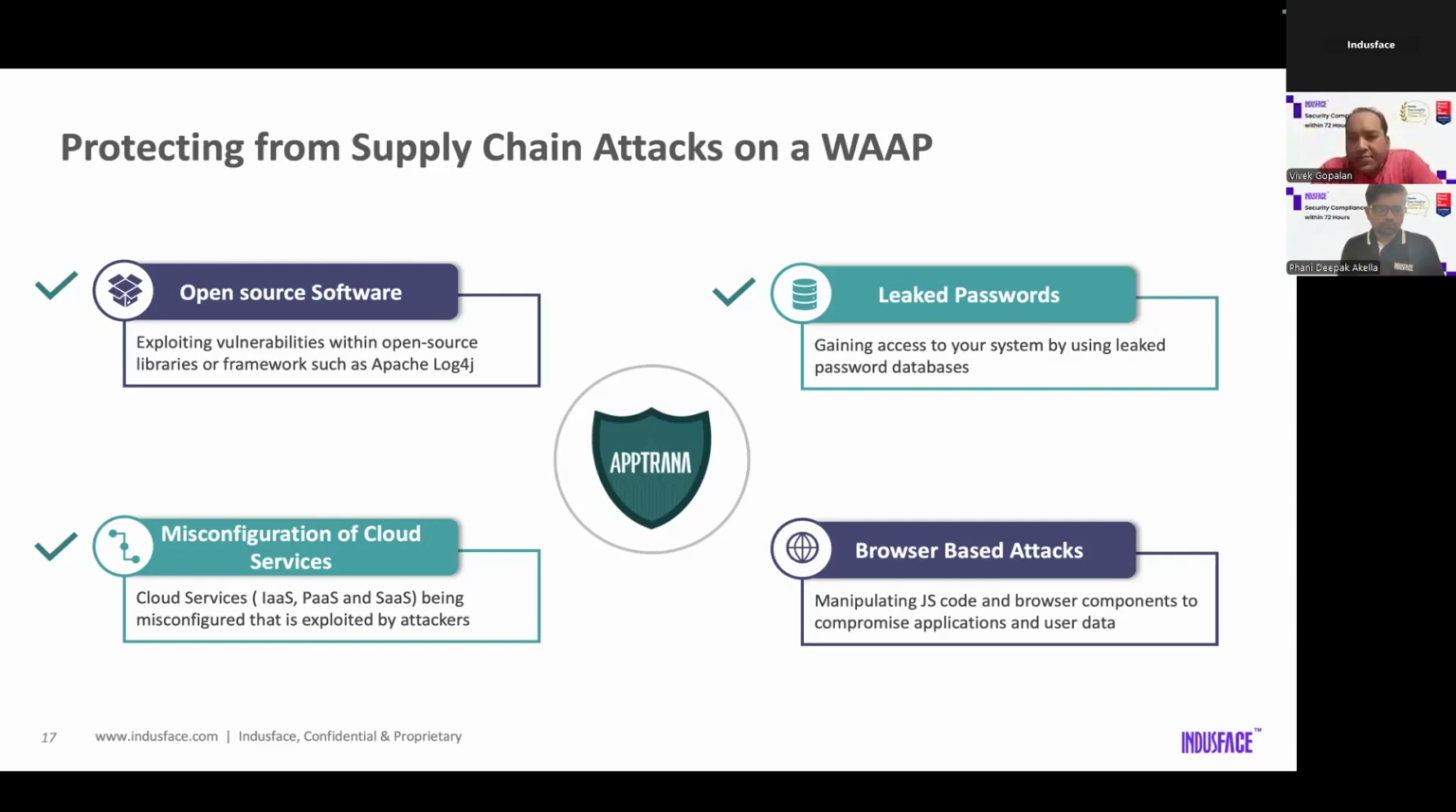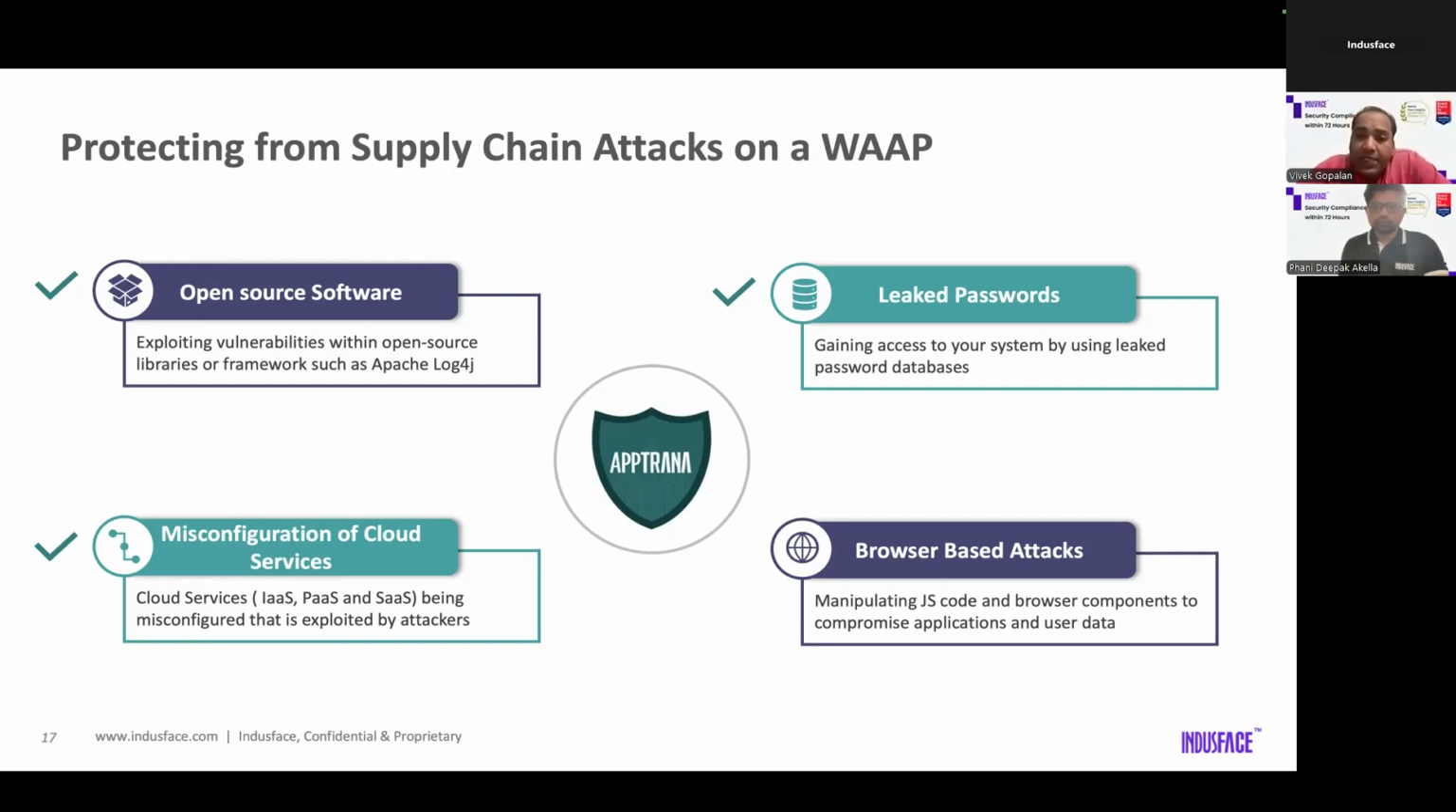When it comes to leaked passwords and the likes, we have strong account takeover protections. We have protection against credential stuffing attacks, login protections and the likes. So enabling those would help you protect against leaked passwords and those variants of attacks. Misconfiguration of your infrastructure also gets protected by default, because when you onboard your site behind Aptrana, we become the front end for your application, and essentially the misconfigurations are not visible to the external world. So automatically these protections kick in.